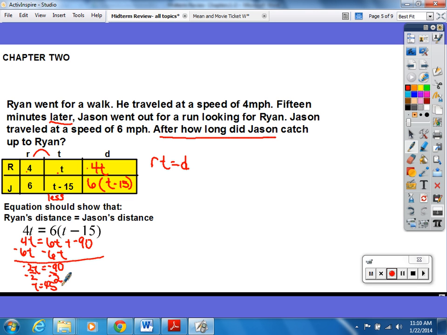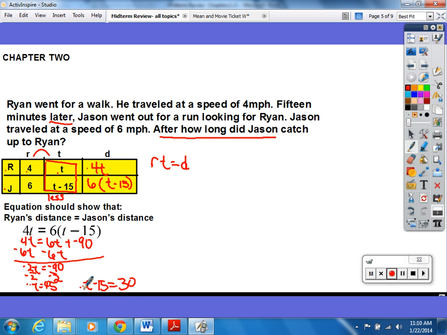And you guys know that the very next thing I like to do once I figure out what t is, is to look back to the table and name the value for t minus 15. So I know that if t equals 45, t minus 15 then equals 30. This is telling me that Ryan's time is 45 minutes. Jason's time is 30 minutes.